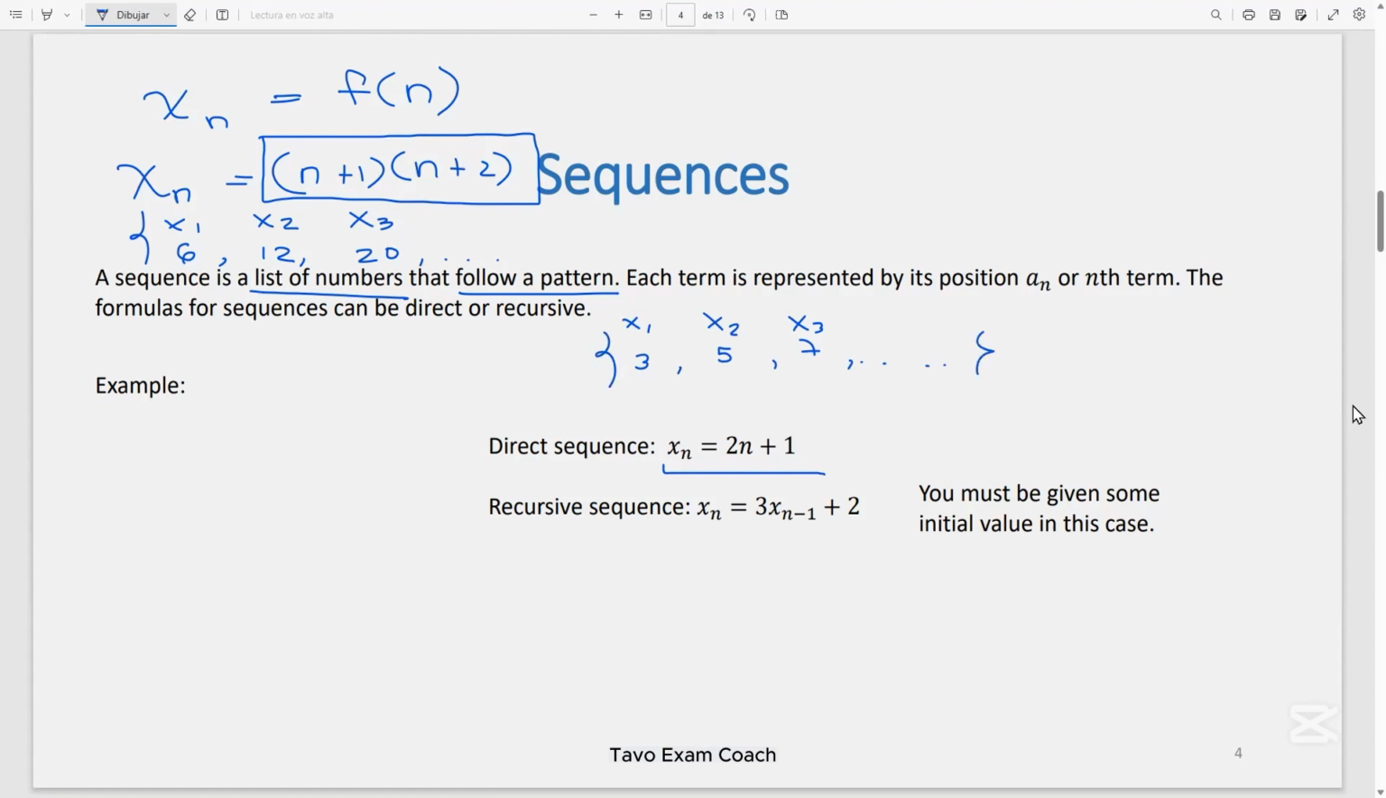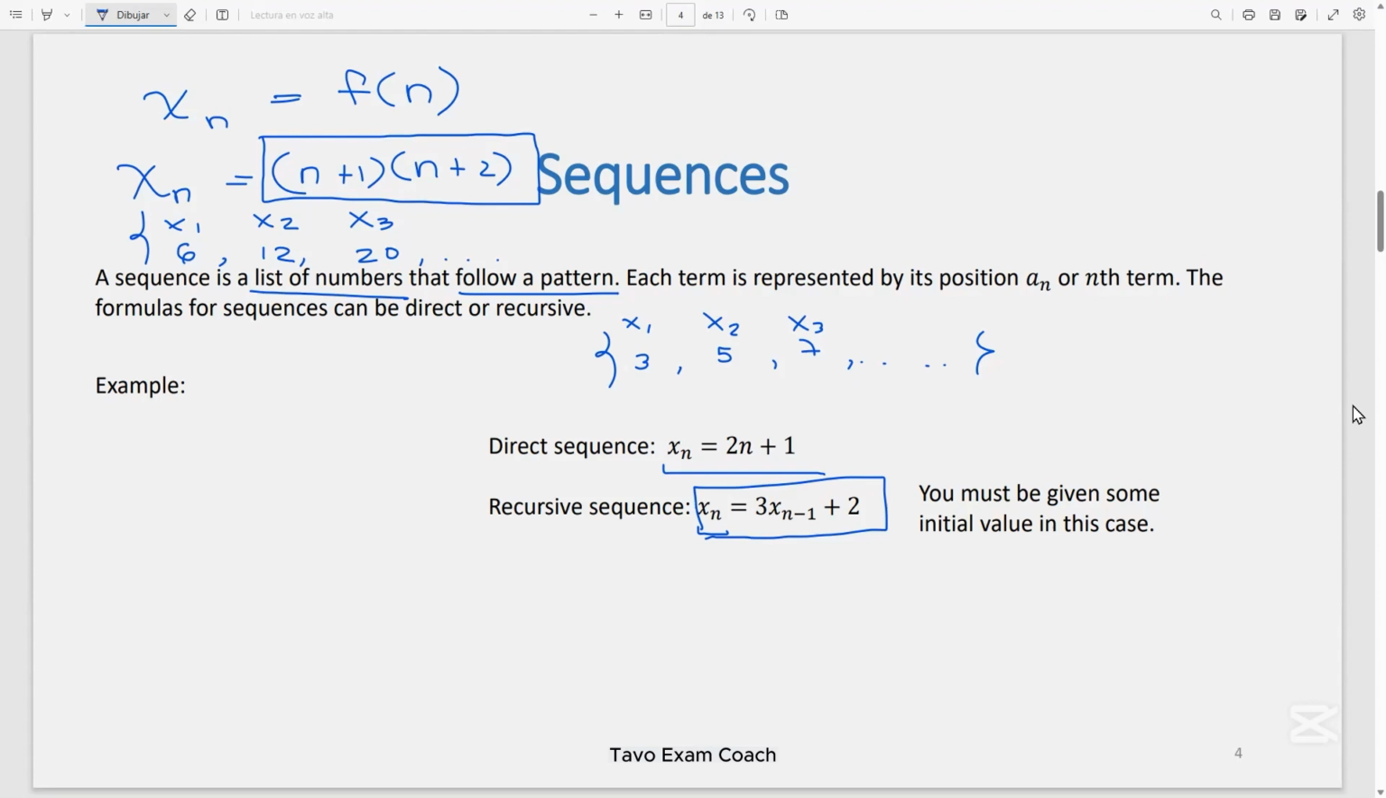Okay, there are many possible patterns. Sometimes we can be given not a formula for the value of a generic term as a function of the position, but instead we define the value of a generic term in terms of the value of some terms that are in a prior position. For example, if we are given a sequence defined like this, the nth term in this sequence equals in value 3 times the value of the term in the previous position, the n minus 1 position, plus 2.